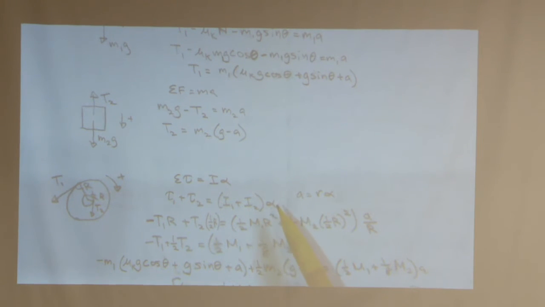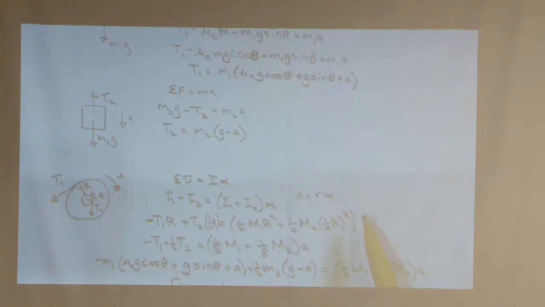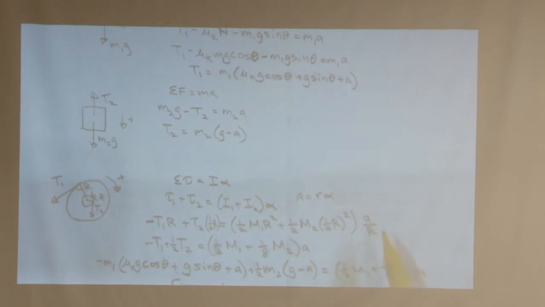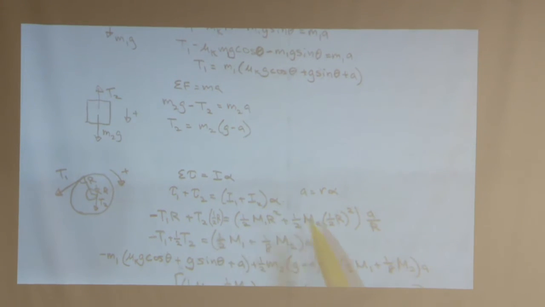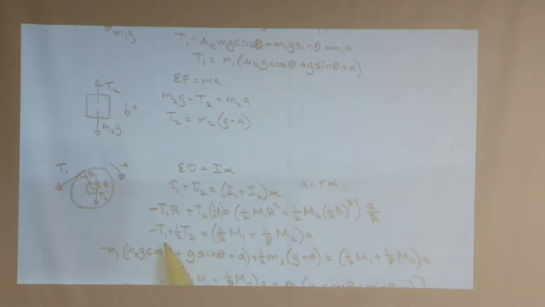Also, we want to replace angular acceleration with linear acceleration because that's what we're given. So we replace alpha with a over r. And then when we do that, all of the r's cancel out on both sides, and we're left with this equation. All right. And you notice we don't know T1, we don't know T2, but we know a.